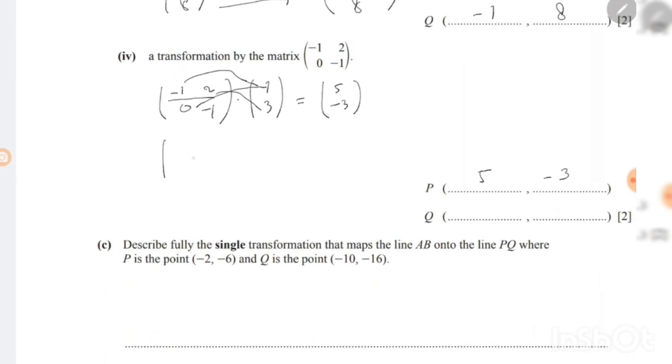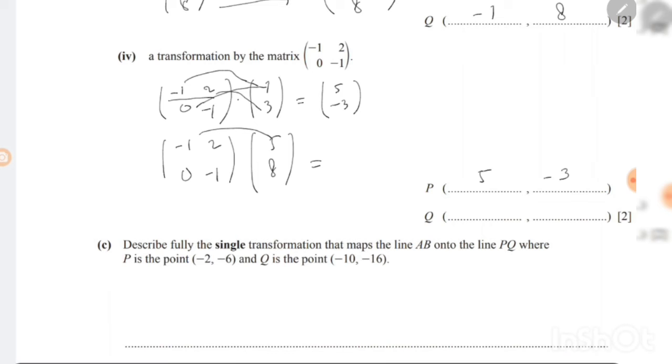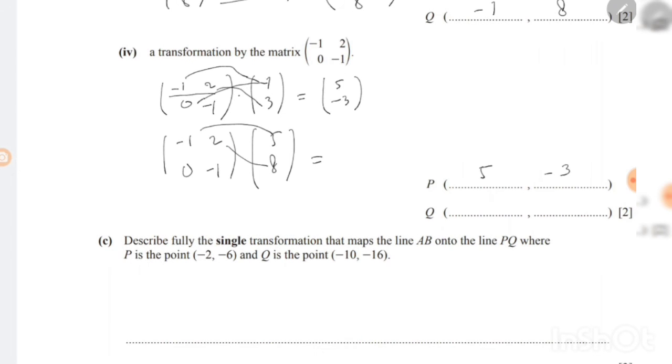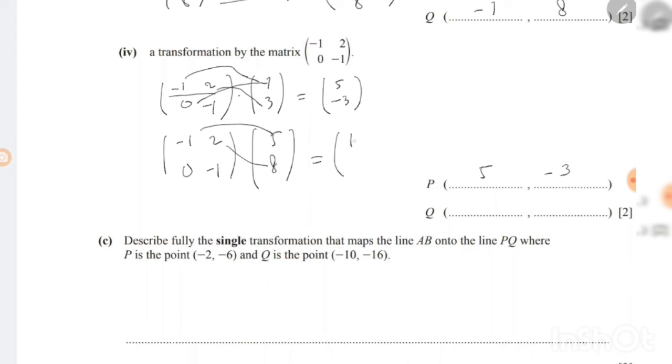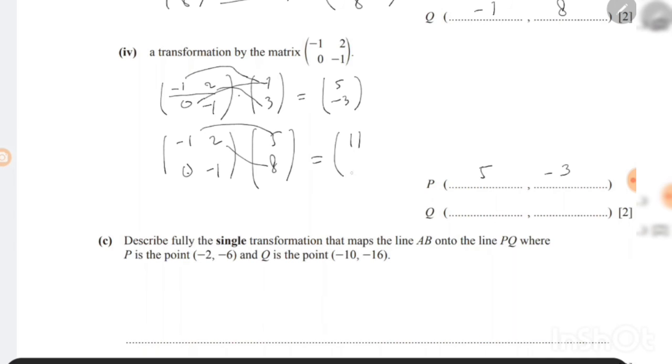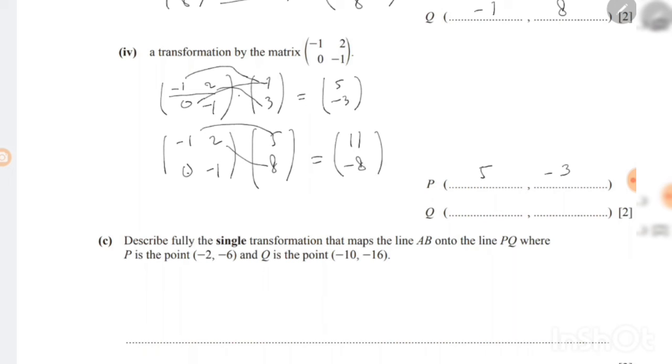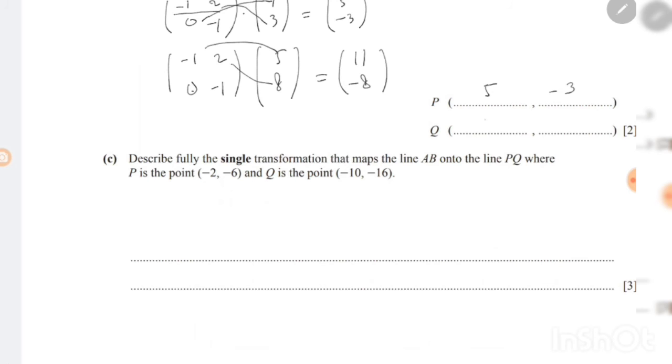It's also the same for Q. So negative 1, 2, 0, and negative 1, you multiply with 5 and 8, right? So negative 1 times 5 is negative 5, negative 5 plus 2 times 8. 2 times 8 is 16. So negative 5 plus 16 is 11. And then 0 times 5 is 0, negative 1 times 8 is negative 8. So our Q coordinate is 11 and negative 8.